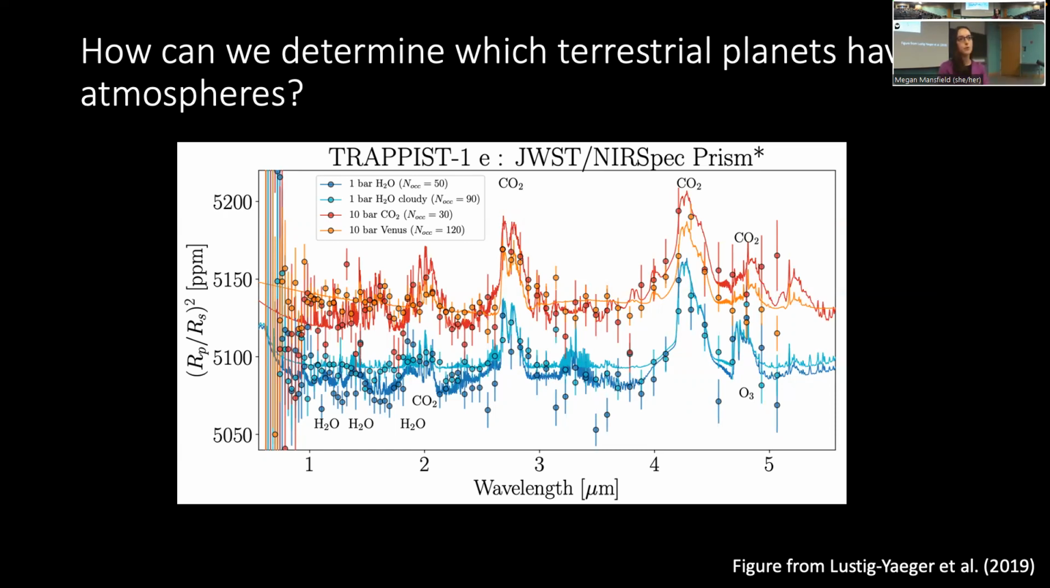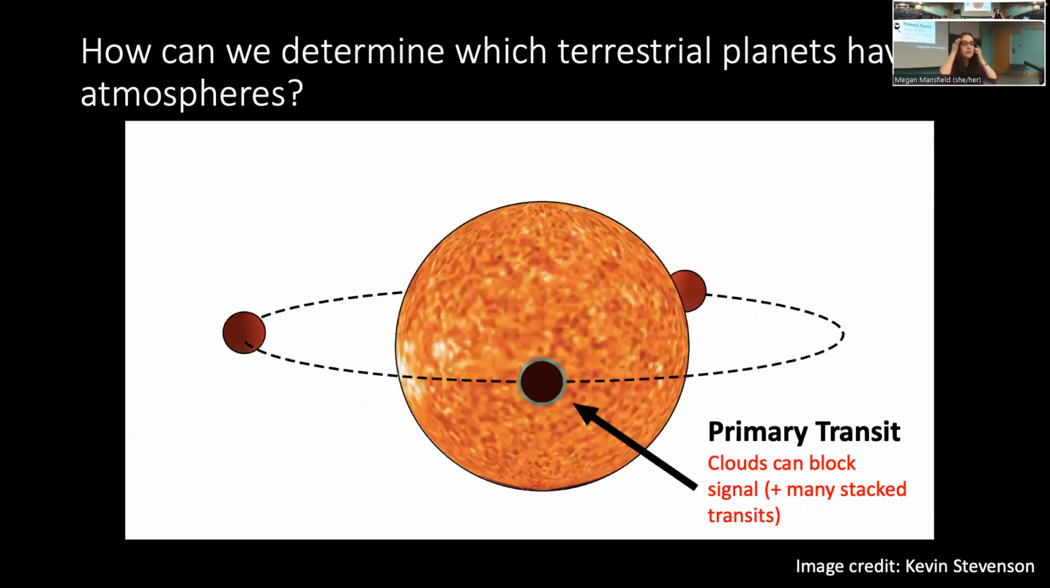And this is, of course, what we want to do if we want to look for biosignatures or something like that. This is going to be the way to do it. But if we're just trying to say, first order, does this planet have an atmosphere? It can take a while to actually answer that question with transit observations. And the reason is that in transit, clouds can actually block out that signal that you could see.